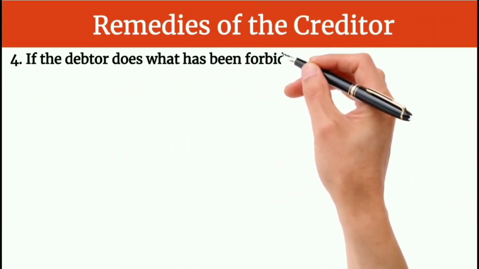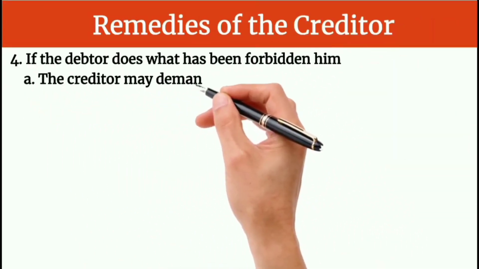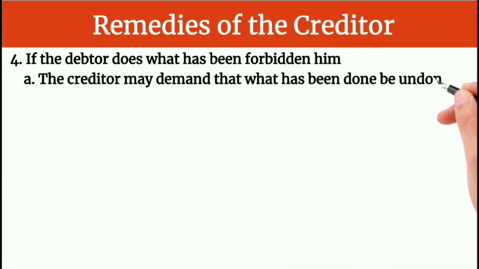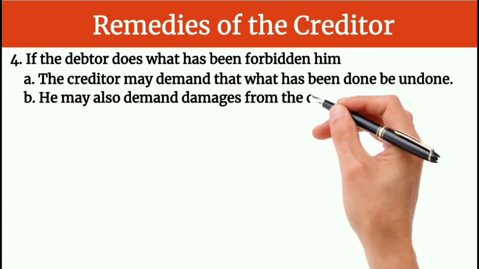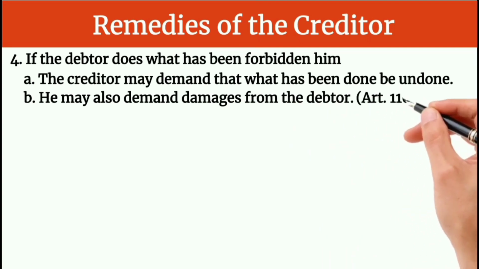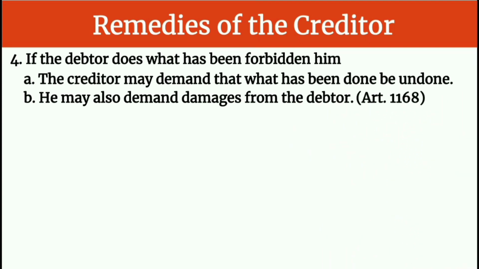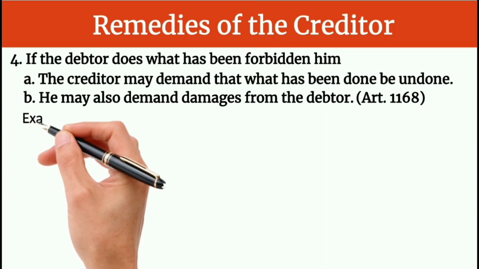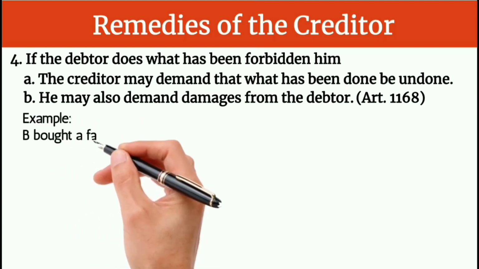Next, if the debtor does what has been forbidden him, the creditor may demand that what has been done be undone, and he may also demand damages from the debtor. This is Article 1168 of the New Civil Code of the Philippines. Dito, ginawa ni debtor yung hindi niya dapat gawin. In this case, the creditor may demand that what has been done be undone, and he may also demand damages from the debtor. Let's have an example.